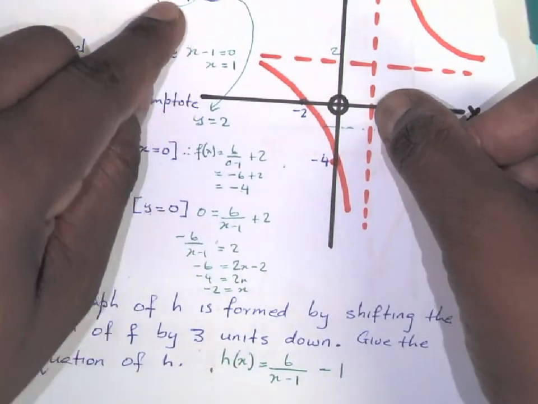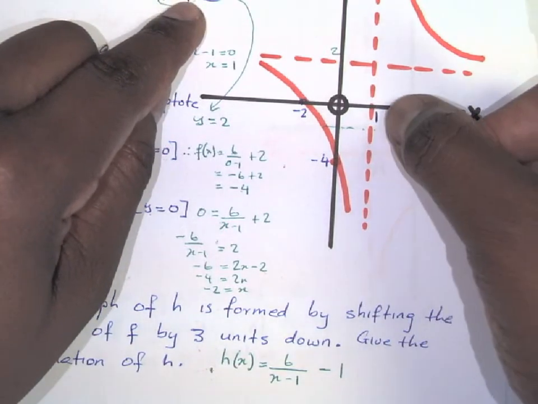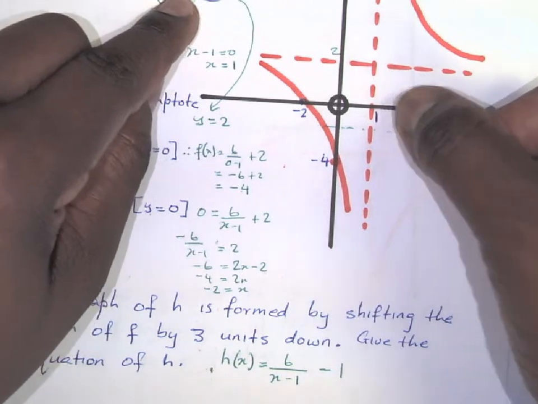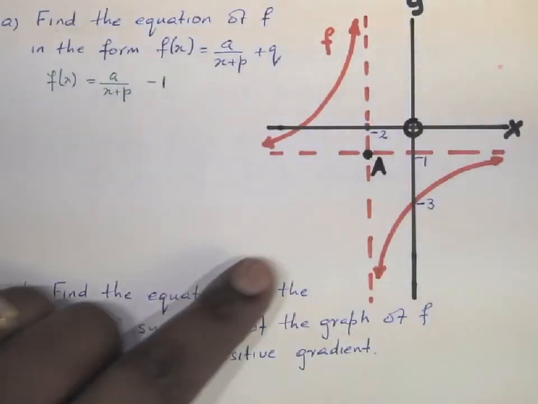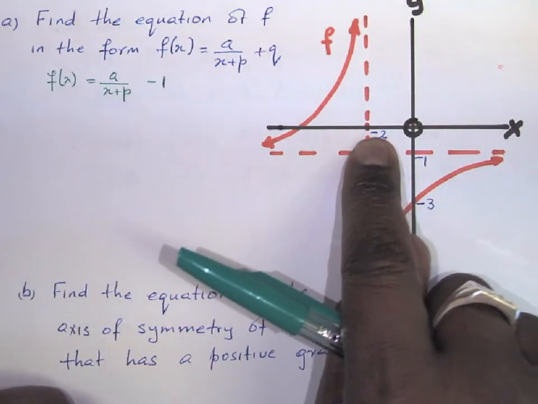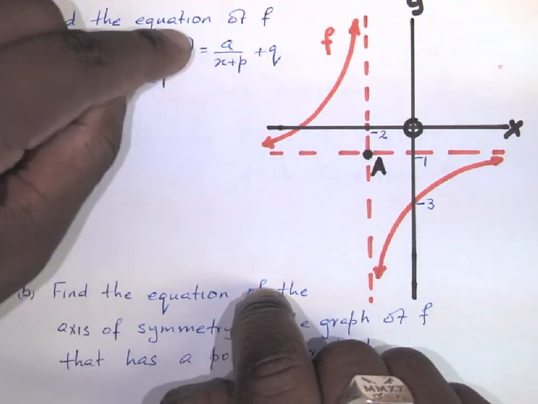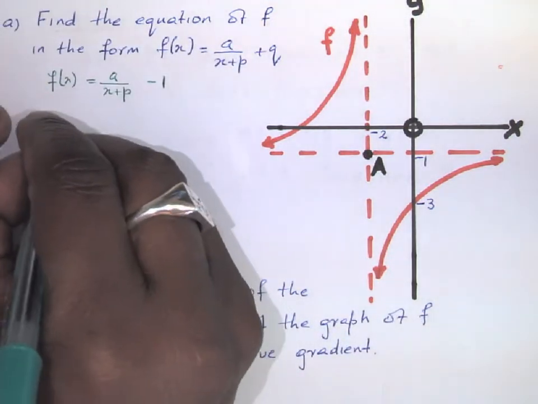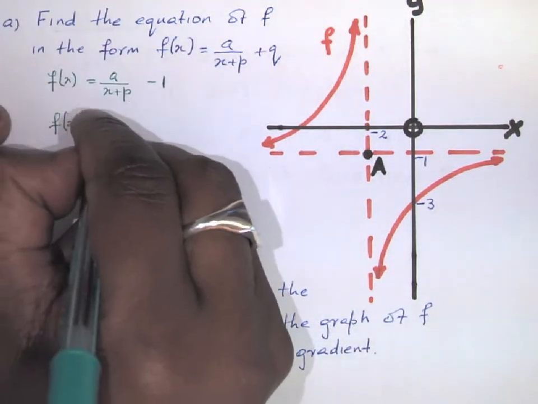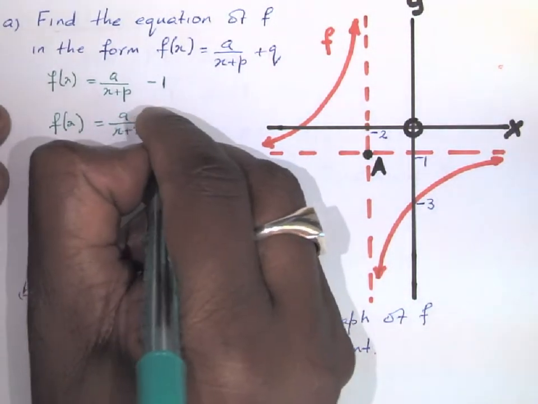But here, under the division sign, there was x minus 1. So if that is 1, it would be x minus 1. If that was 5, it would be x minus 5. Therefore, in this case, we've got -2, so under the division line it will be x plus 2. So my equation now is f of x is equal to a over x plus 2, then -1.